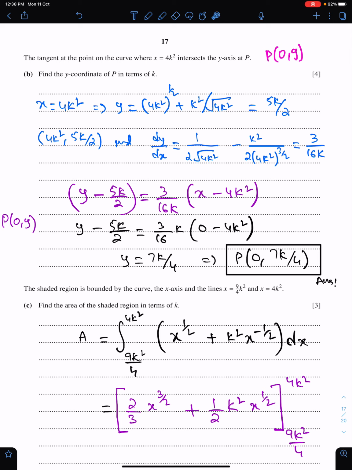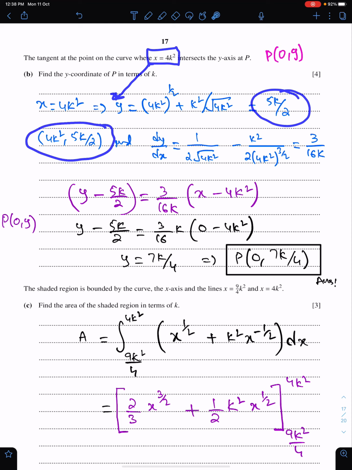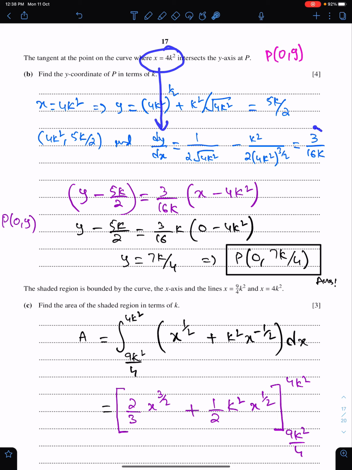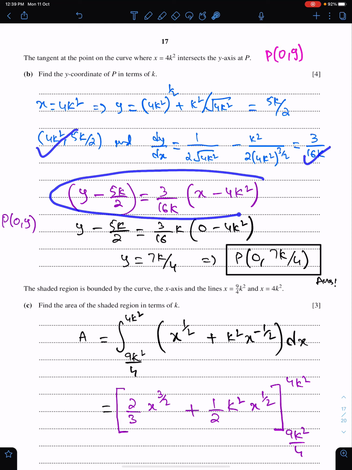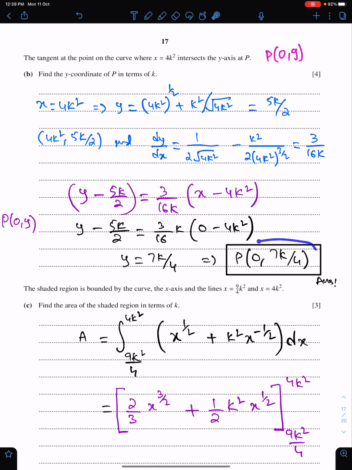So let me give you a short review. First, use this x coordinate to get the y coordinate of the point of tangency. This is the point of tangency. Now use this to get the gradient of the tangent, which is 3 upon 16k. After getting the point of tangency and gradient, find the equation of the tangent and don't simplify it. Just substitute 0 comma y into this to get the y coordinate of P and state the coordinates of P like this.